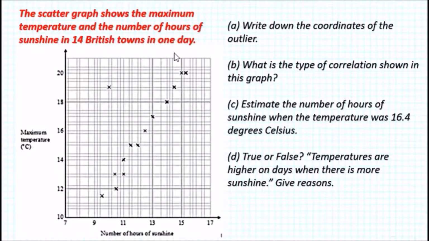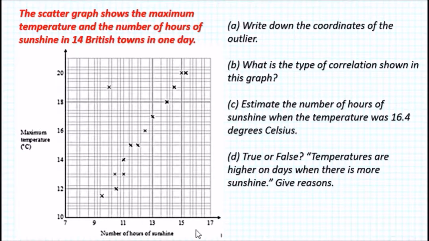So here we're given a scatter graph, and this scatter graph below shows the maximum temperature and the number of hours of sunshine given in 14 different British towns in a single day. Now, look at this carefully. What are the figures representing?